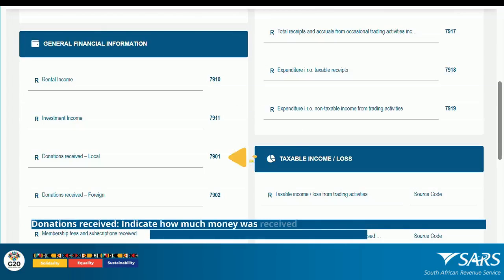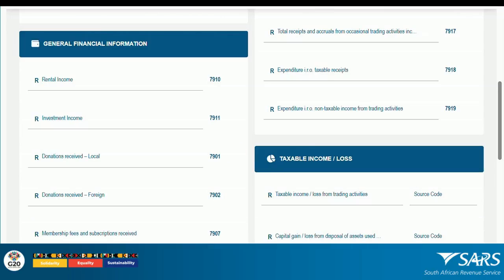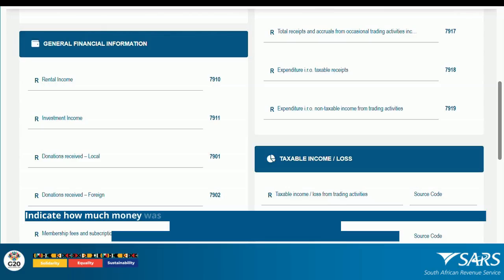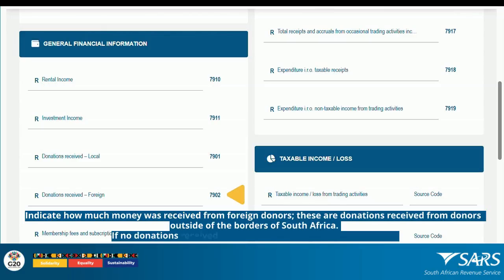Donations received: indicate how much money was received from local donors. These are all donations received from South African citizens and entities. Indicate how much money was received from foreign donors. These are donations received from donors outside of the borders of South Africa. If no donations received from both local and foreign, indicate 0.